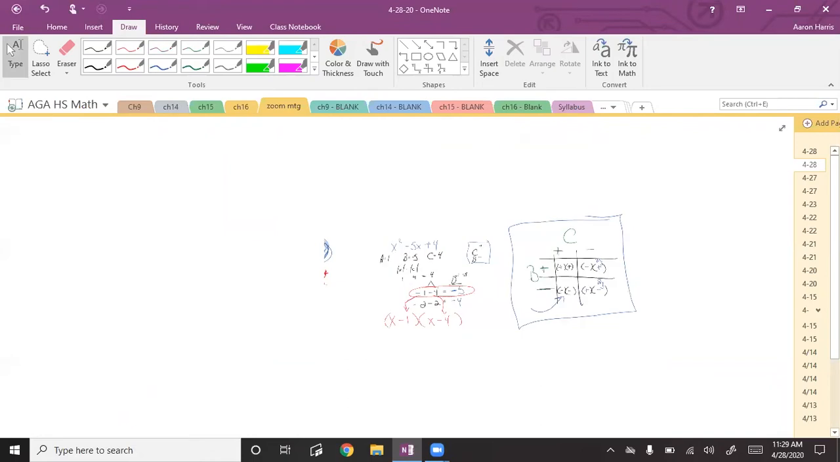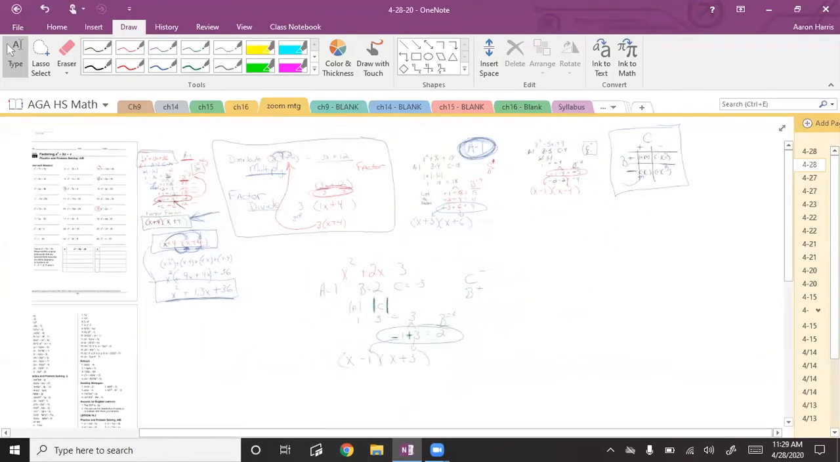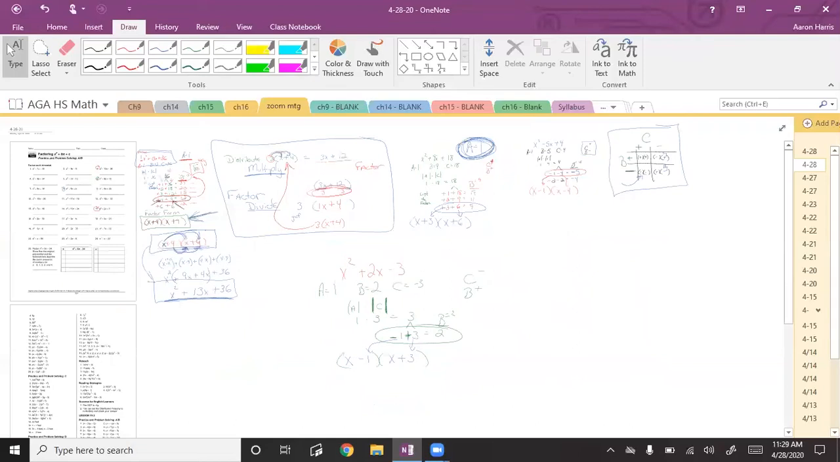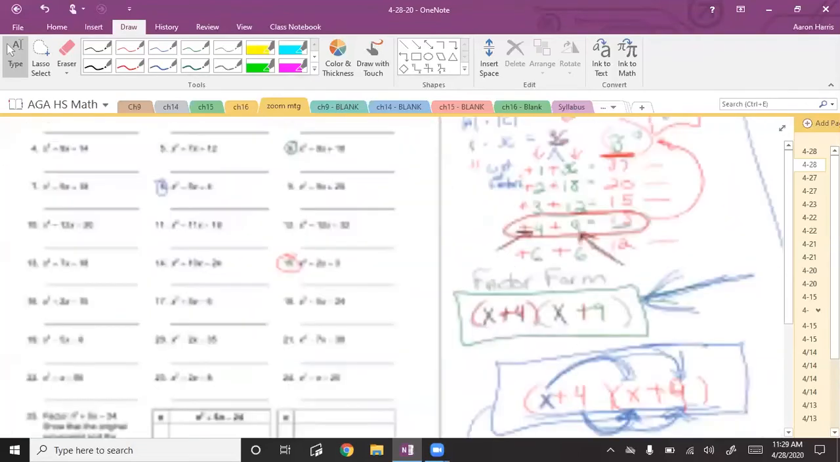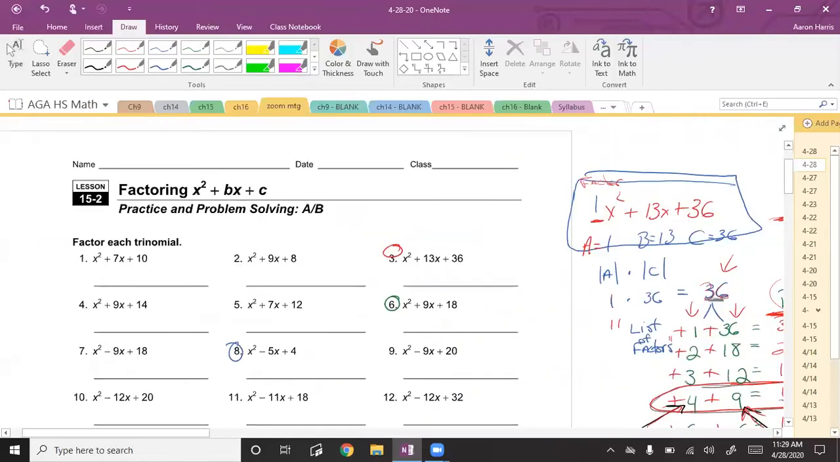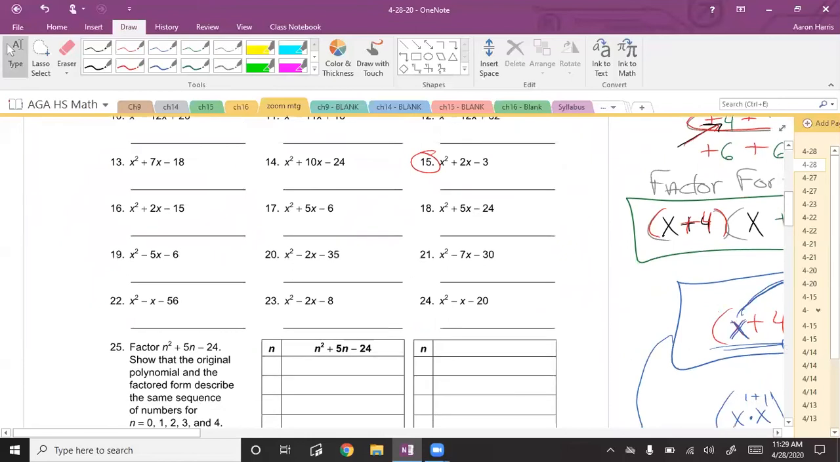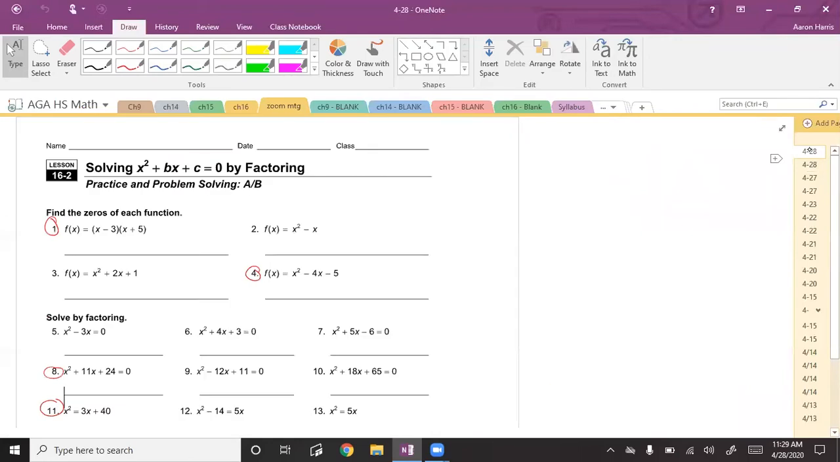So we have that. We're good there? Yes, sir. All right. Anybody having any issues with factoring these quadratics when A is equal to 1? No. We're all good for the most part. So let's go to here.